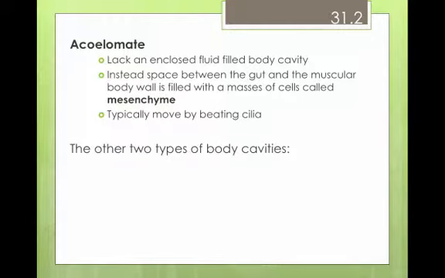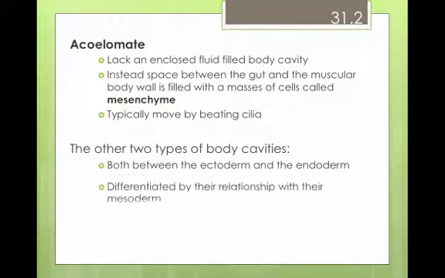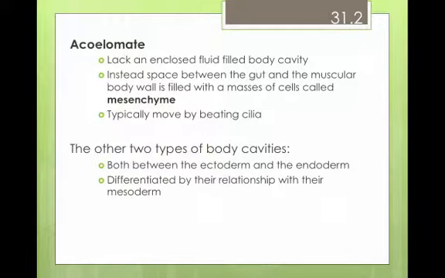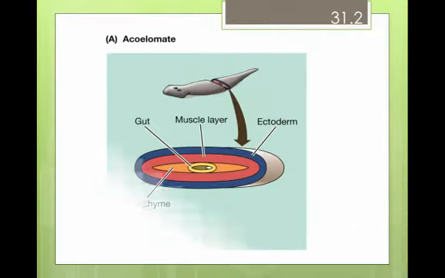The other two body cavities both are between the ectoderm and the endoderm, and they're differentiated by their relationship with the mesoderm. So this is what the acoelomate would look like. There's no fluid in here anywhere. So this would be your muscular layer, this would be your ectoderm, and this would be your gut, and this would be your mesenchyme. So these are your masses of cells that fill your body cavity.